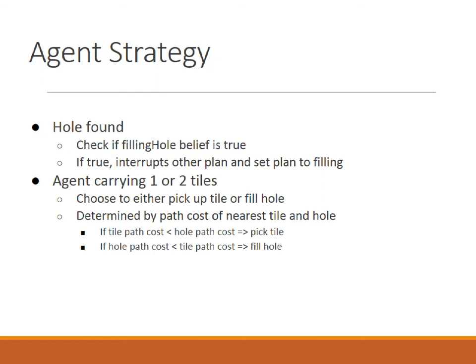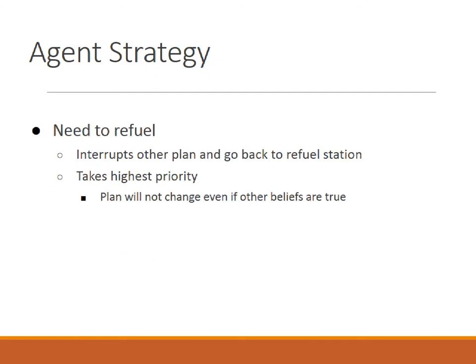So, agent carrying 1 or 2 tiles. The agent can determine whether it wants to pick up a tile or fill up a hole if it has spare capacity and there's a hole nearby. This is determined by the cost of the agent to the tile or hole. If the path to the tile is lower than the path to the hole, then you pick up the tile, and vice versa.